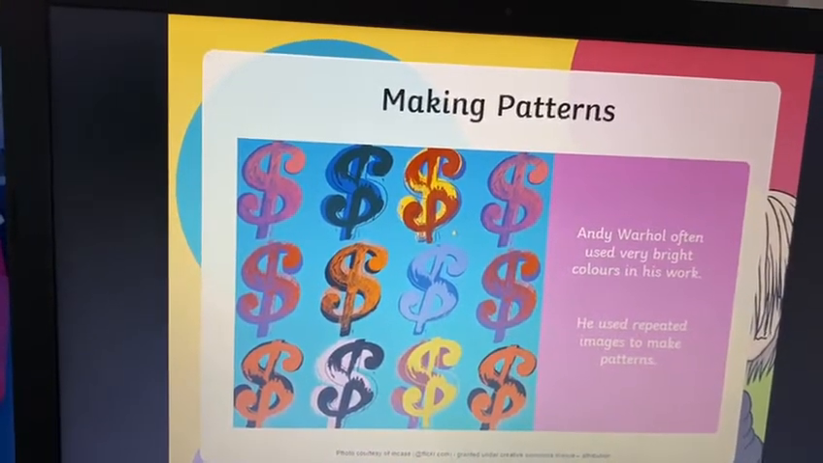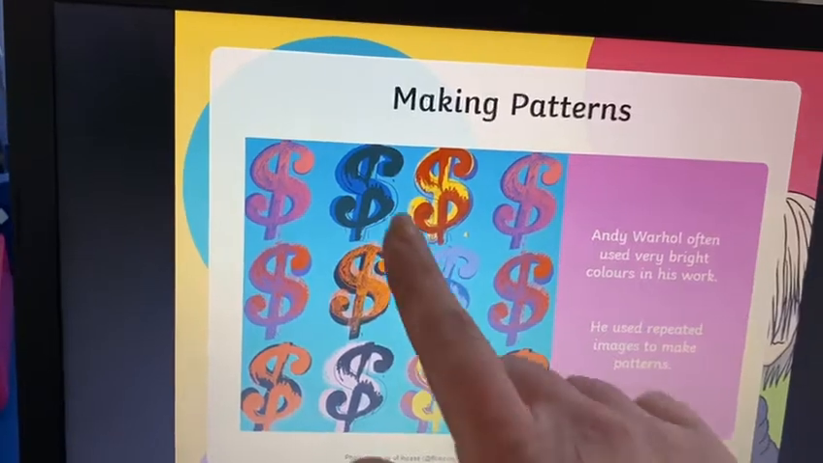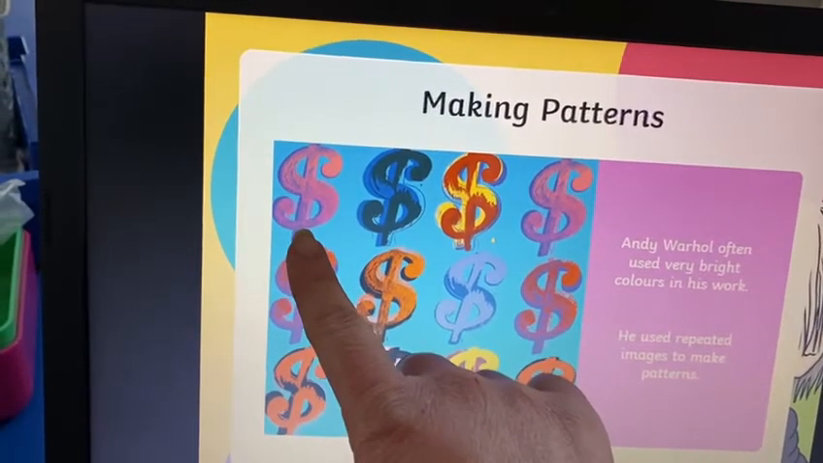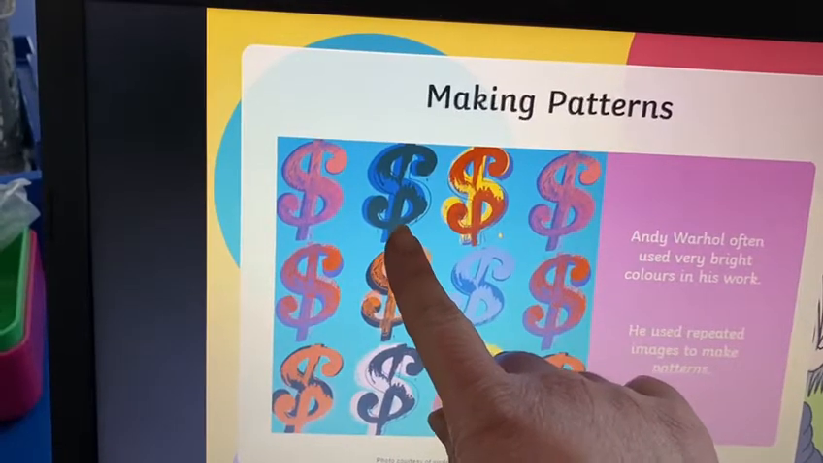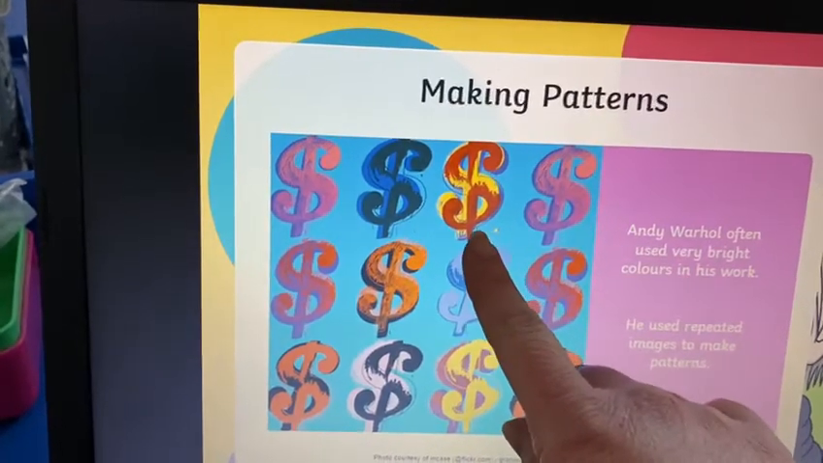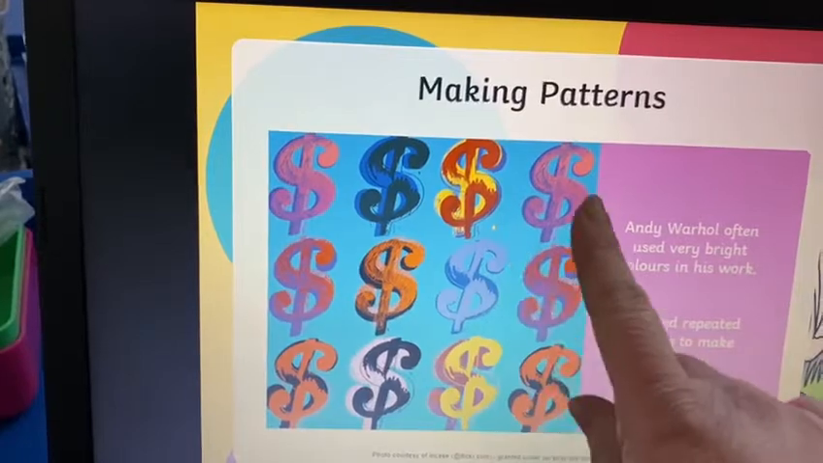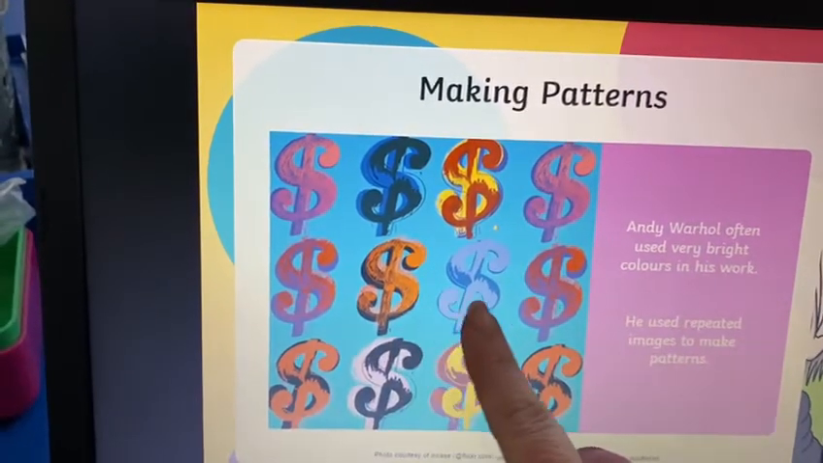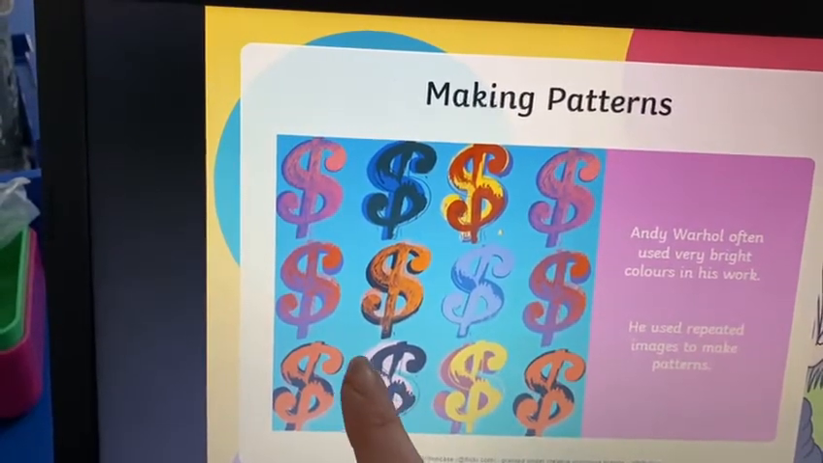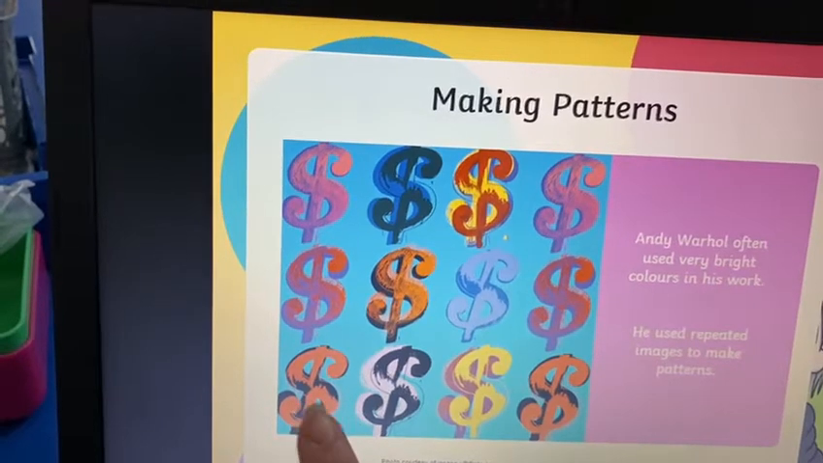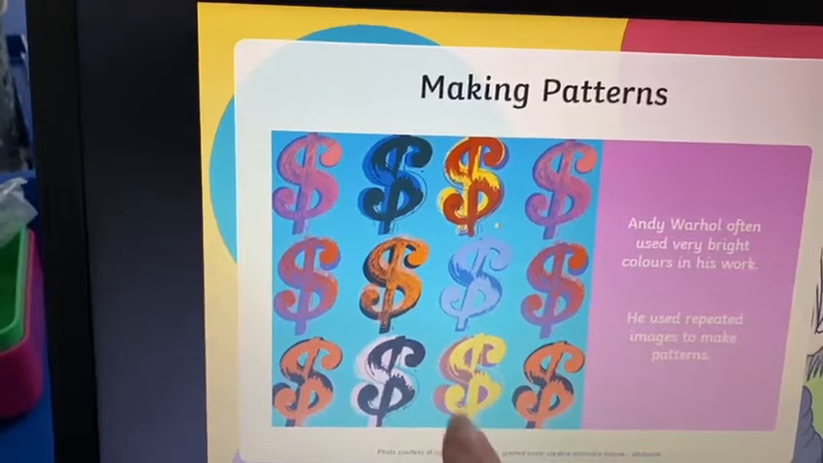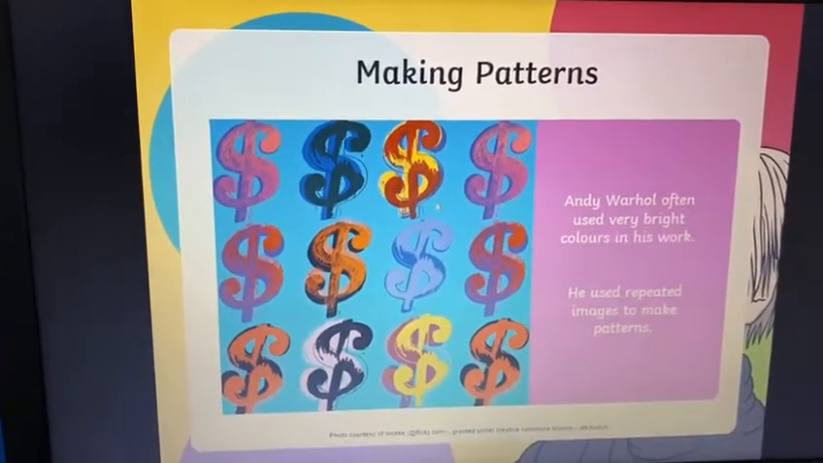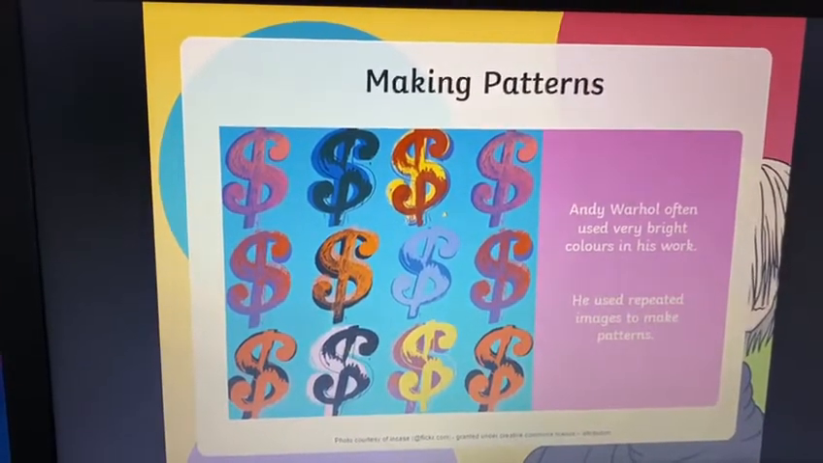So you can see on these pictures that we've got here, he's got one colour here kind of sketched with the pink, and then it's changed to a blue and a green and an orange and a yellow. So it's exactly the same shape each time, but the colour has changed. And sometimes you can see the outline is black here, but here it's a white outline, and here you've got a pink outline. So it's just the colour changes on these pictures.